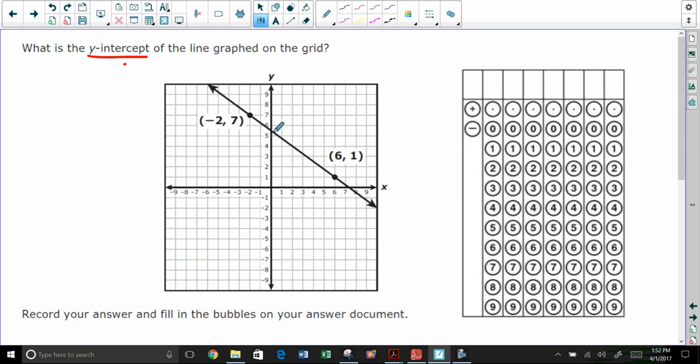Now here it looks like it's crossing between 6 and 5, but since I have the ordered pairs, I want to be exactly sure. So since I have the ordered pairs, what we'll do is we'll do LNS and DNS, so we could find the equation and then get the y-intercept from that. Alright, so what we'll do is we'll go to our calculator.